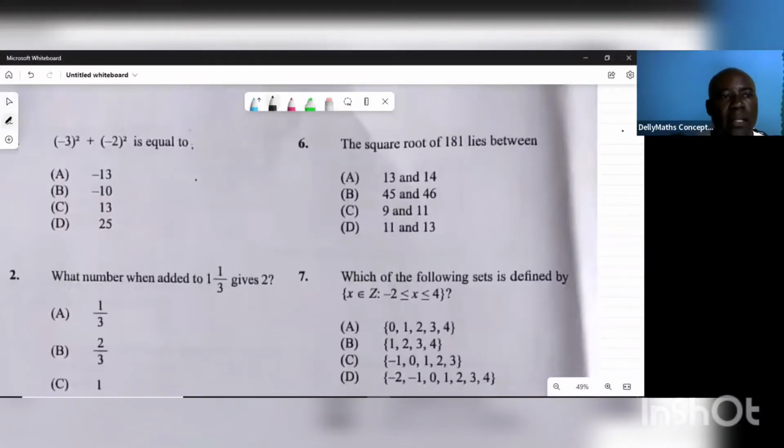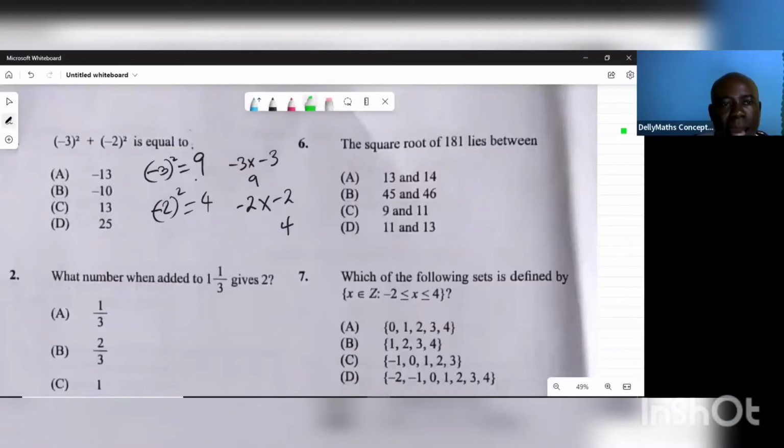Number 1 says -3 squared plus -2 squared. Well, if we square -3, we're looking at getting 9, because you multiply -3 times -3, and that's a 9. -2 squared is a 4. It's coming from -2 times -2, and that's a 4. So right here, we're adding 9, adding 4. Our answer is positive 13.